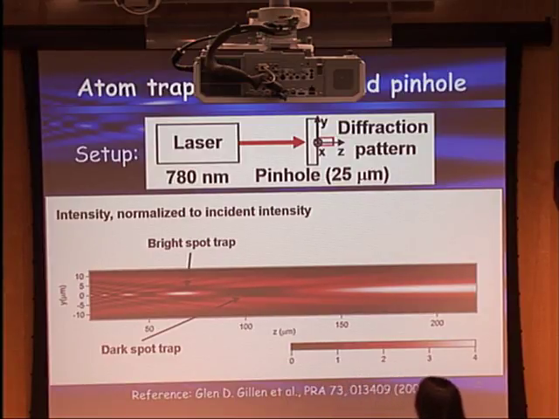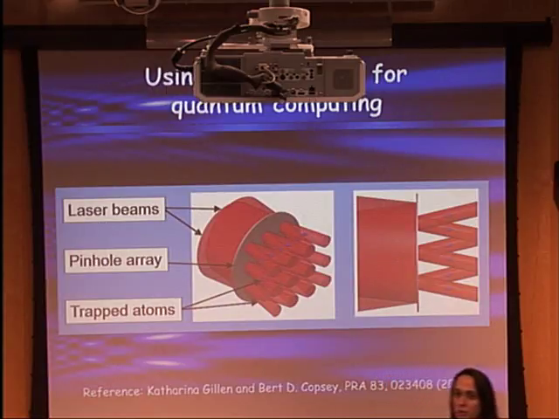Good. So how would we use that for quantum computing then? The plan would be to make an array of pinholes. Shown here is a 3x3 array, but we're thinking more like 1,000x1,000. That makes a million, right? So, just as an example, here it is.